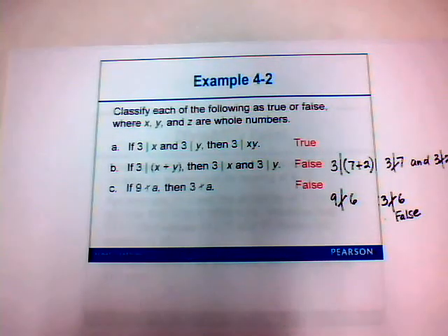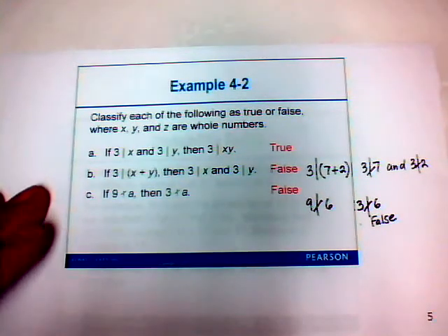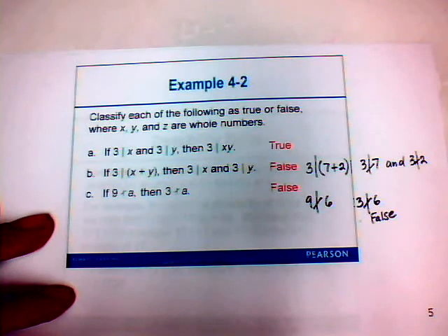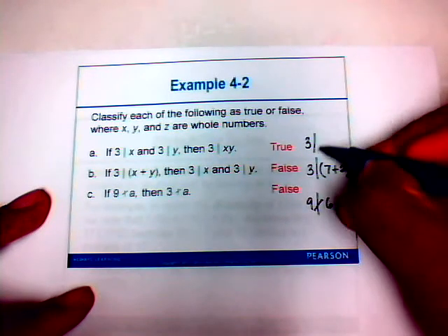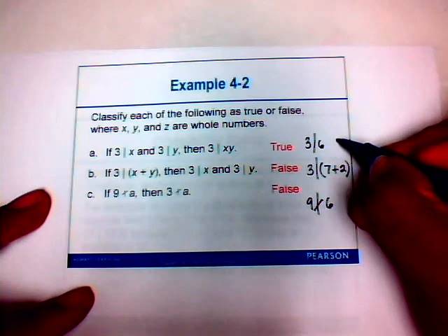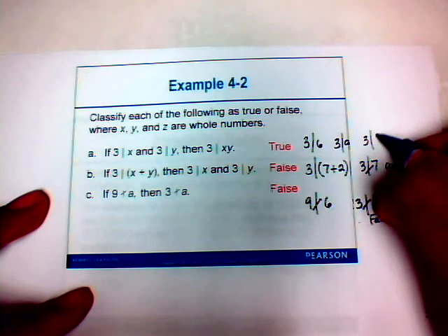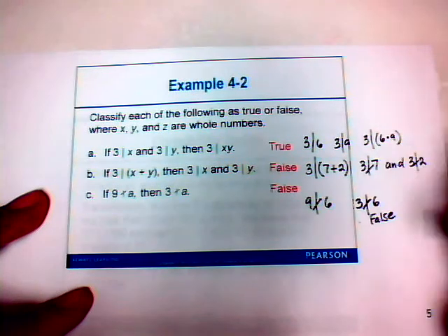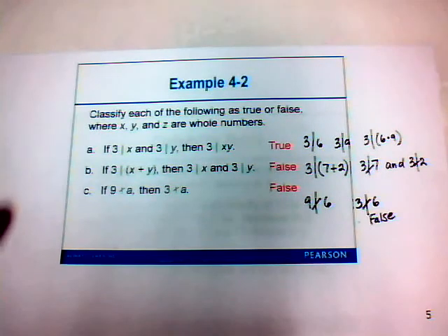Here we want to classify as true or false, where x, y, and z are whole numbers. Look at part A. If 3 divides x and 3 divides y, then 3 will divide the product of x and y. That's going to be true, because let's say for example, 3 does divide 6, 3 divides 9. If we take 6 times 9, that's going to give you 54. 54 is a multiple of 3, so 3 would divide the product of 6 and 9.